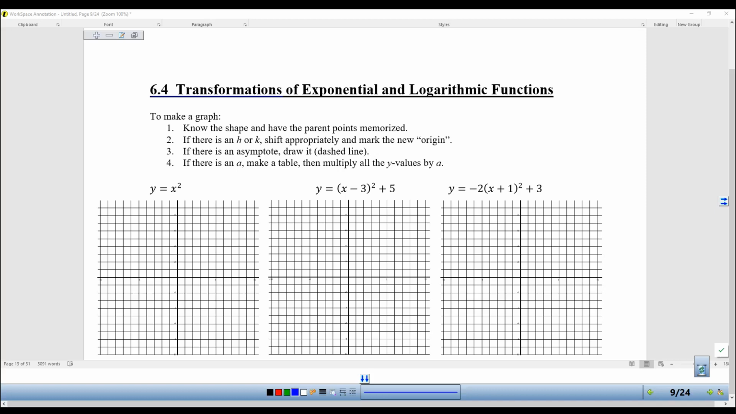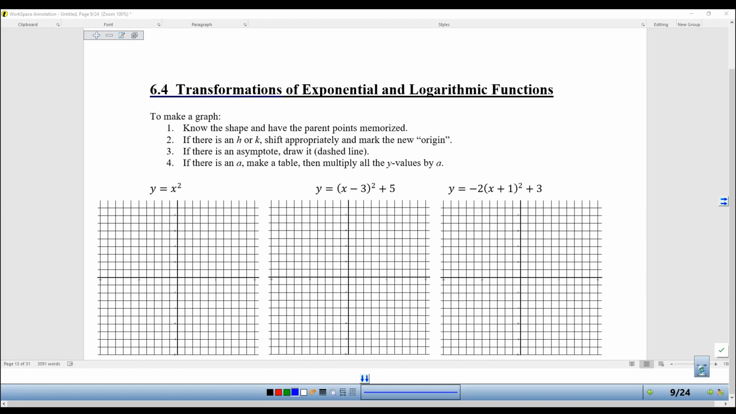This is section 6.4 on transformations of exponential and logarithmic functions. Although actually, the first 9 graphs are going to be review. We're going to cover x squared, square root of x, and cube root of x. And by doing these, not only will we review, but we'll go over the basic concepts of graphing that carry over beautifully into exponential and logarithmic functions.